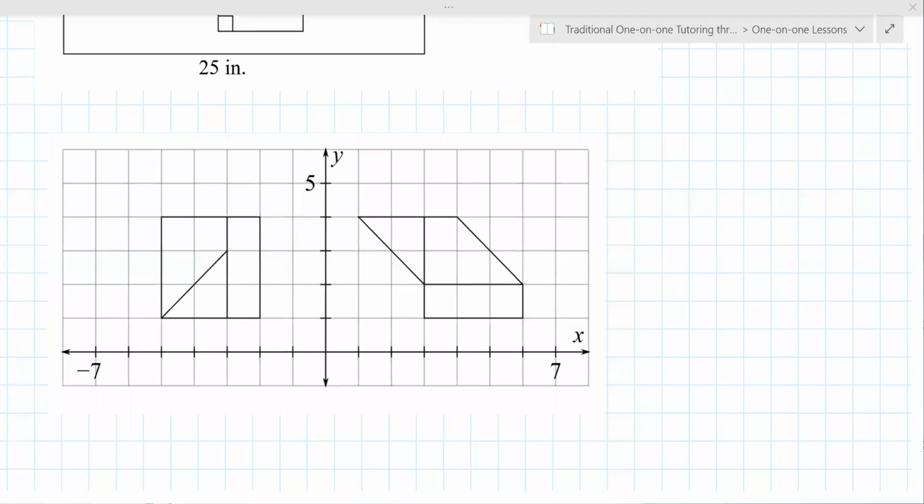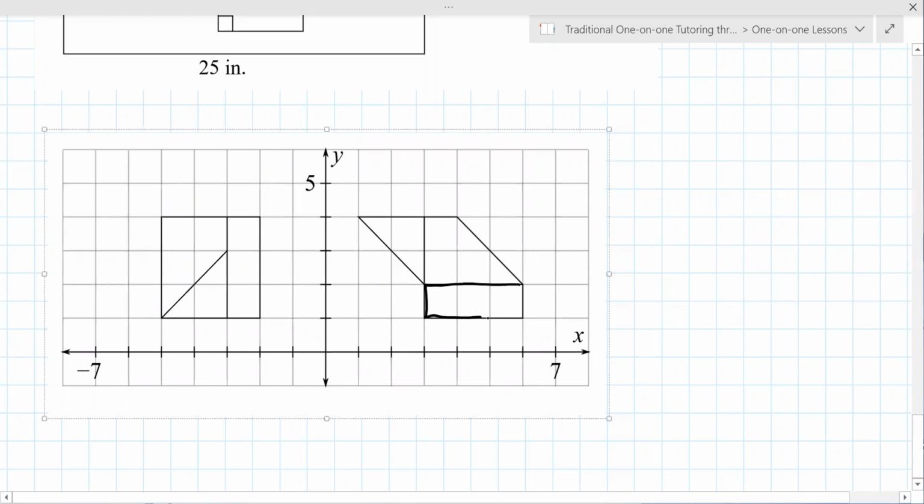And that is it. Wait, nope. We have to select. I see what they're doing here. So they're actually doing this. They're saying, what is the area of this one right here?